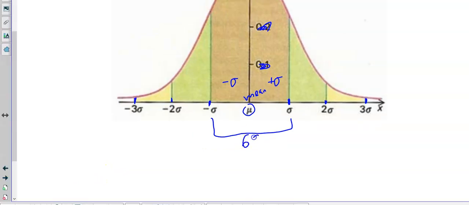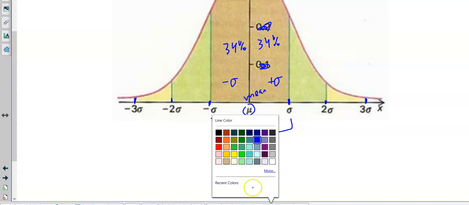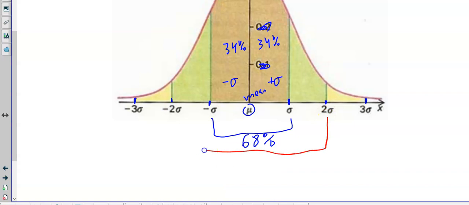Okay, so 68% of the data is within one standard deviation from the mean. So 68% of the data, which means these are symmetric. So 34% of the data is on this side and 34% of the data is over here. If we go another standard deviation, so if we go 2 standard deviations each direction, this is the next number you need to memorize, is 95% of the data for a normal model.